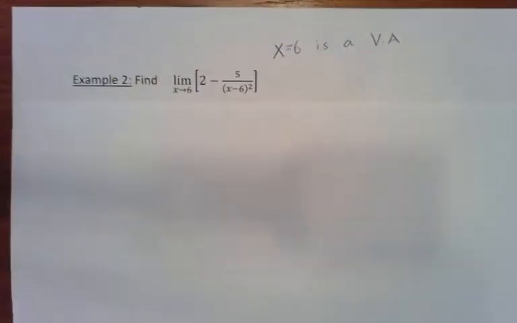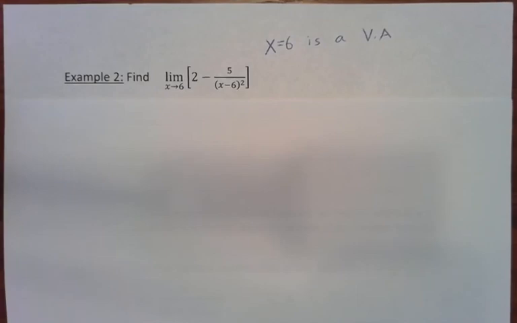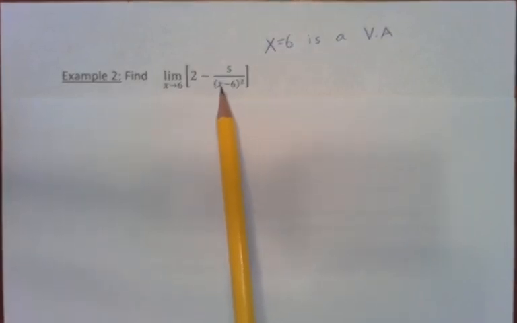Sometimes we just have to use our reasoning skills, I guess you could say, to find the value of certain limits. So taking a look at this function right here, we see that x is equal to 6 is a vertical asymptote. It's a non-permissible value down here.